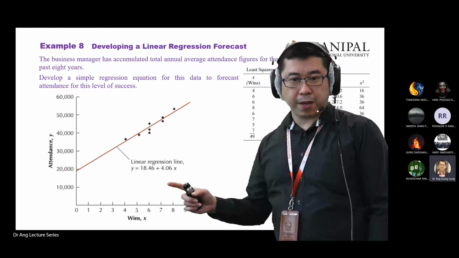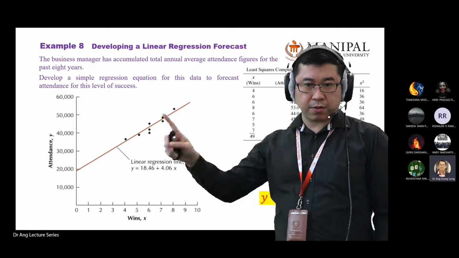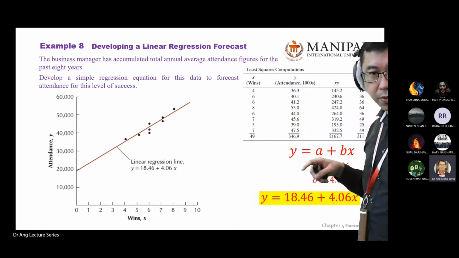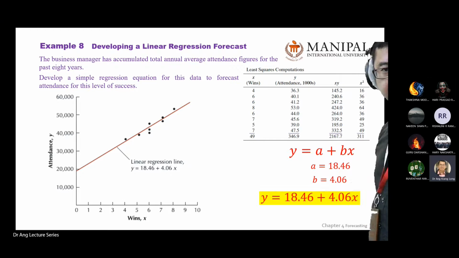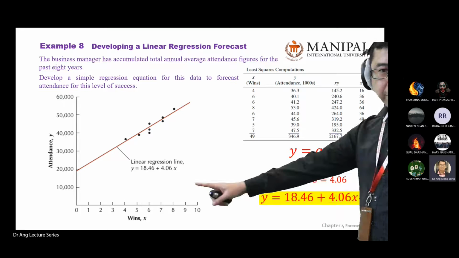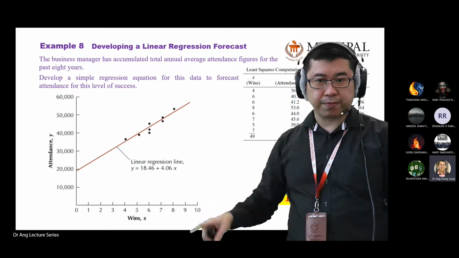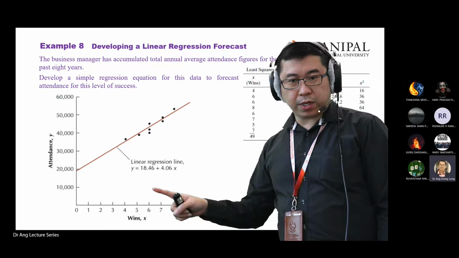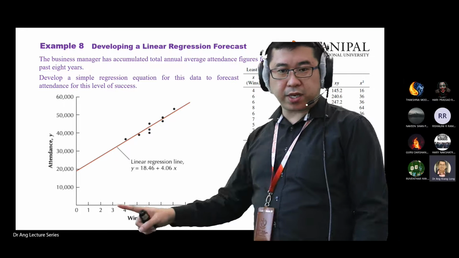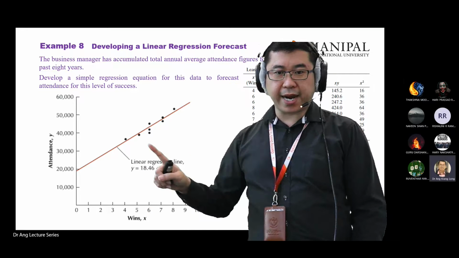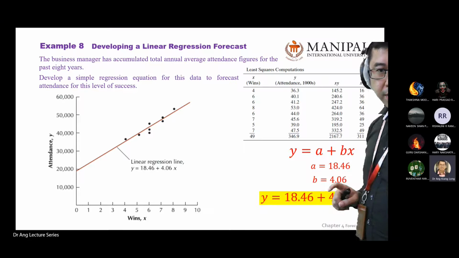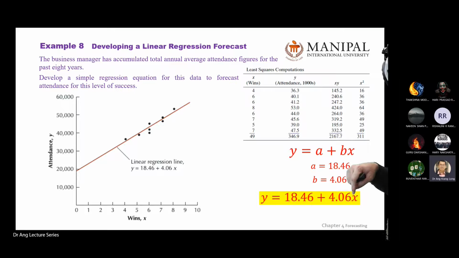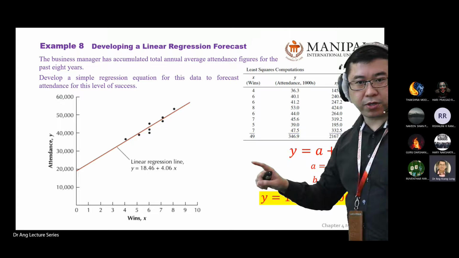Right. So when you do your line using y equal to a plus bx, you can plot the graph, the estimate graph. So if you want to know how many wins you need, you just key in the x value in the equation. You just key in the x value here. Then you know how many audience you are getting.